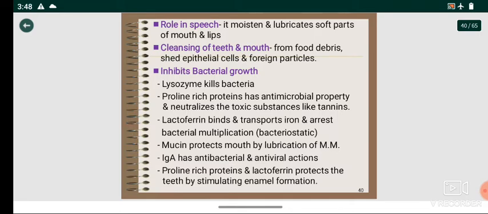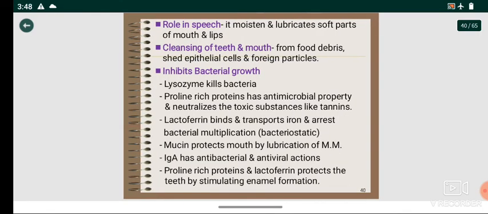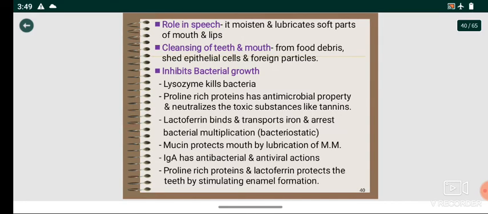Just because of its flushing and cleansing action, it clears the food debris, the shed epithelial cells and foreign particles from the oral cavity. So it has a cleansing action in the oral cavity. Now the next is it inhibits bacterial growth. Lysozyme kills bacteria. Lysozyme that is present in saliva kills the bacteria.